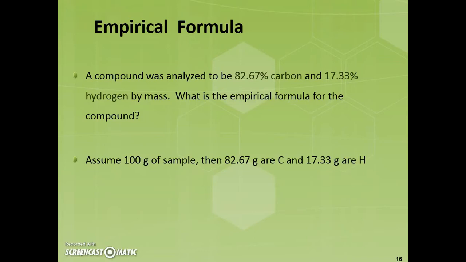So what we can do is just simply say, let's assume we started with 100 grams of sample. Then if it's 82.67% carbon, then we can say that 82.67 grams would have been carbon. And if it's 17.33% hydrogen, then 17.33 grams are hydrogen. This is just a convenient way to work. It's somewhat arbitrary us taking 100 grams, but of course the math is very simple.